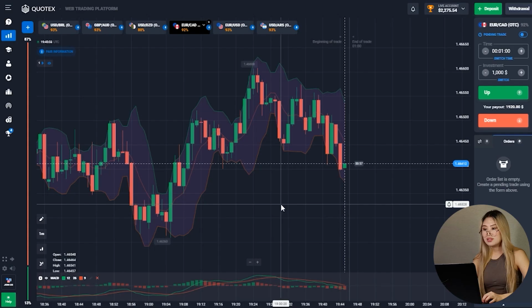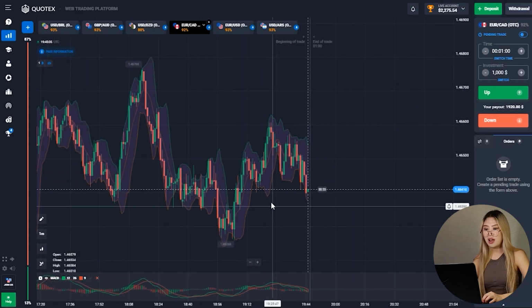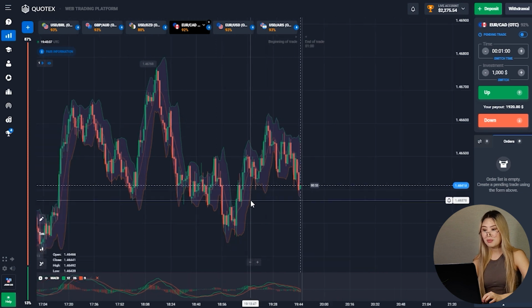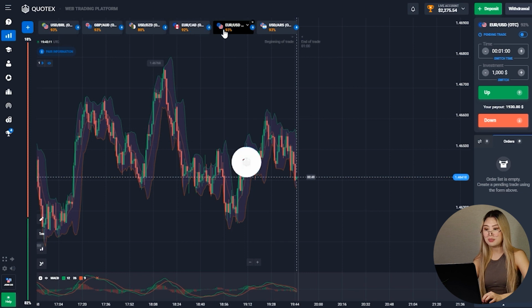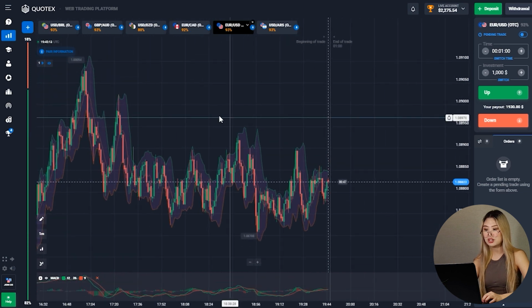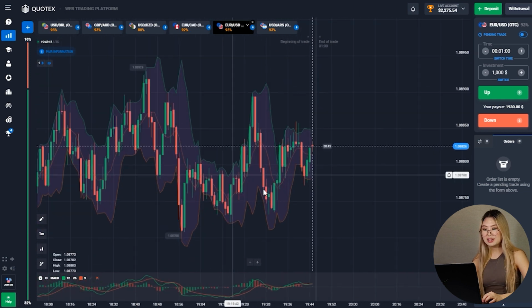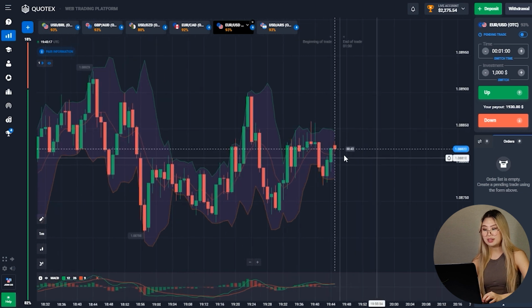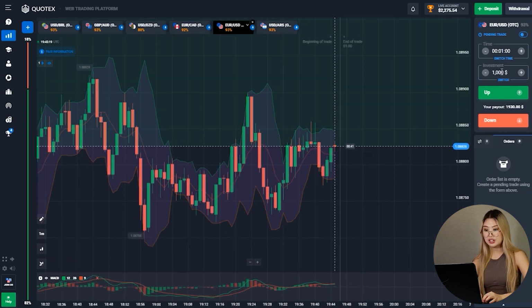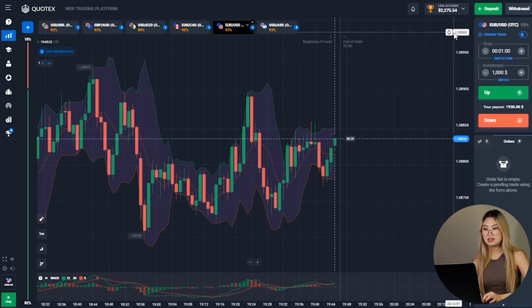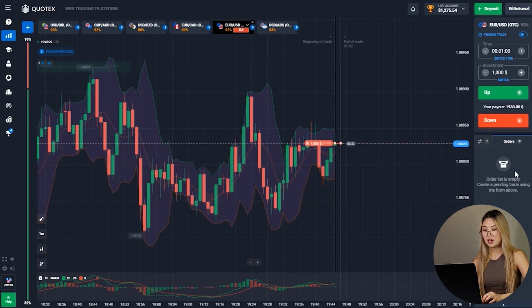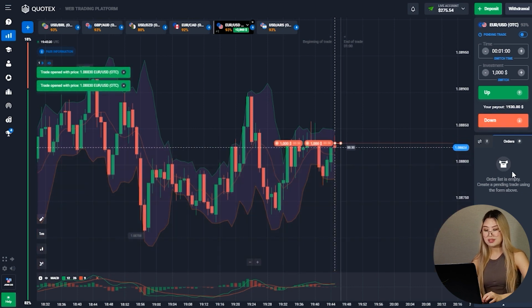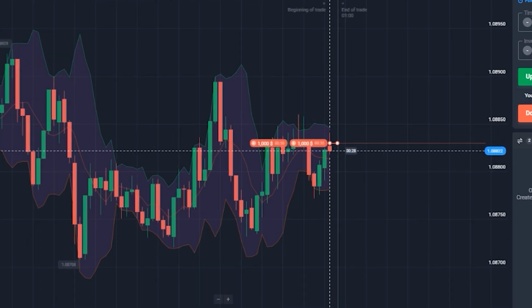So what? $2,275 on the balance. But I need more. Let's move on to the next euro-dollar currency pair and see what has changed here. Yes, the price continued to trade flat, but here we see a very interesting situation. I want to invest $1,000 again. No, I'll invest $2,000 here. I am very confident in these entry points. Trade down. Let's go.